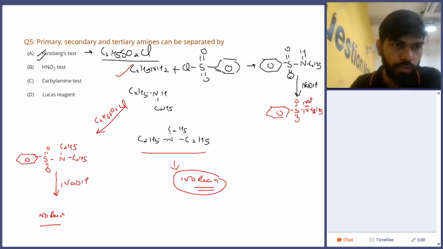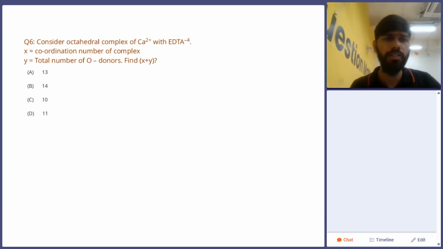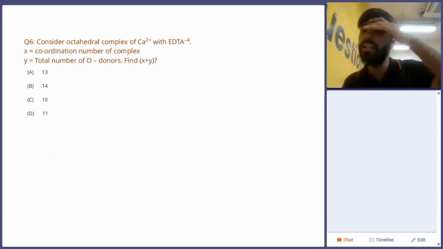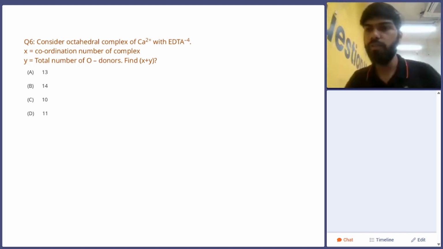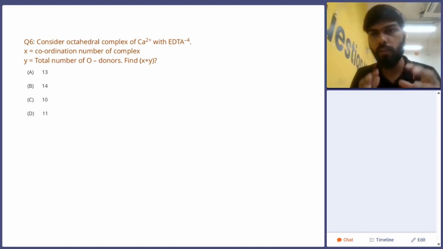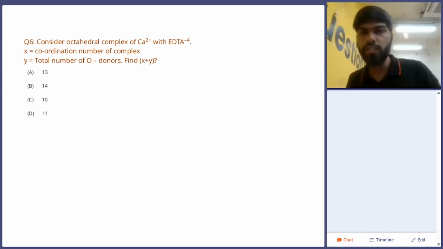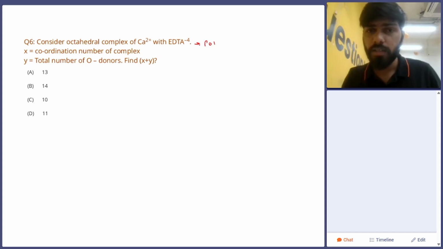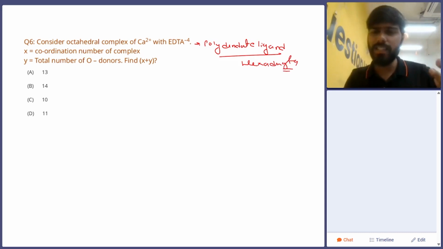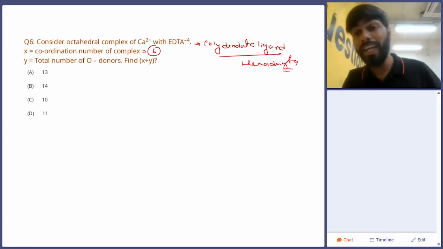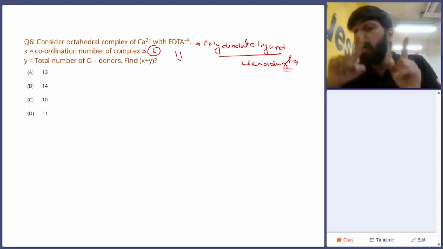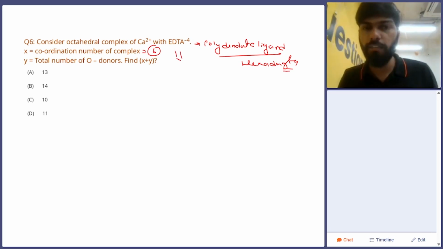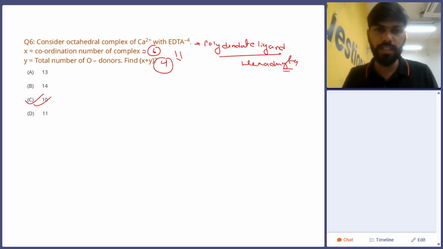Now we will move to the next question. Consider the octahedral complex of Ca2 plus with ethylene diamine tetraacetate, EDTA. We have to find its coordination number as well as the total number of oxygen donors. So students, the coordination number of the complex is 6, because EDTA is a hexadentate, polydentate ligand. If it is hexadentate, it means 6 donor sites are there. So the value is 6. Now in EDTA, this is ethylene diamine, 2 nitrogen, 4 oxygen. So how many oxygen? 4. 6 plus 4 is 10. So the right answer is 10 here.